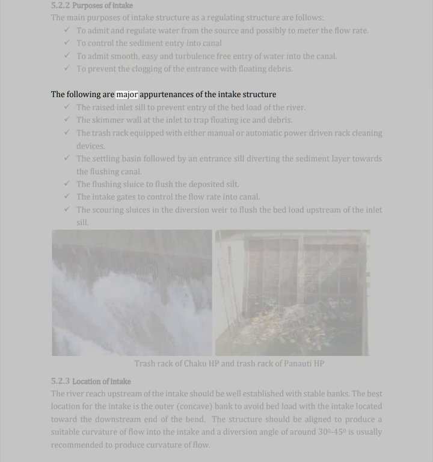The following are major appurtenances of the intake structure: the raised inlet sill to prevent entry of the bedload of the river. The skimmer wall at the inlet to trap floating ice and debris. The trash rack equipped with either manual or automatic power-driven rack cleaning devices. The settling basin followed by an entrance sill diverting the sediment layer towards the flushing canal. The flushing sluice to flush the deposited silt. The intake gates to control the flow rate into canal. The scouring sluices in the diversion weir to flush the bed load upstream of the inlet sill.